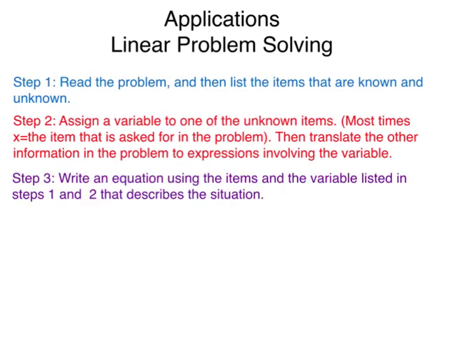Step 3 would be to write an equation using the items and the variable listed in steps 1 and 2 that describe the situation. So you may want to reread the problem and then write the equation with the given information that you have. You'll have expressions from step 2, and you'll use those expressions that involve the variable to set the equation up.